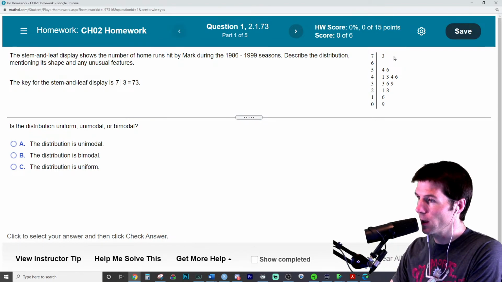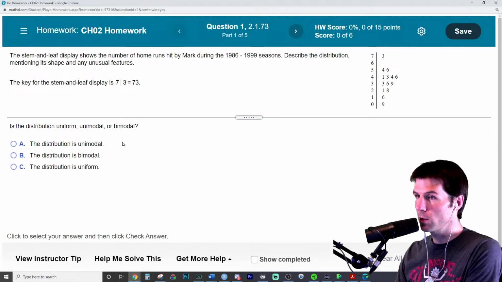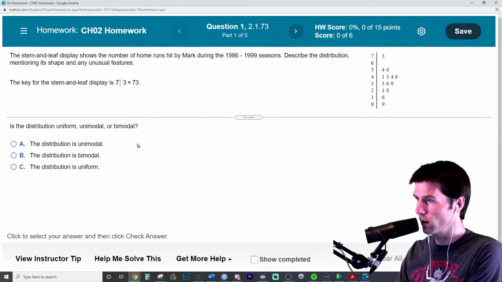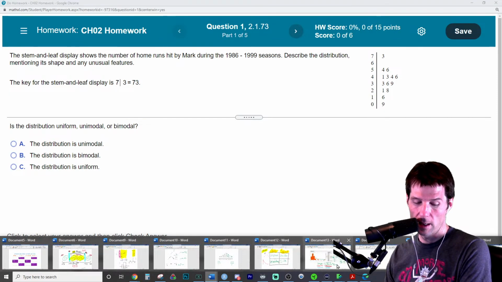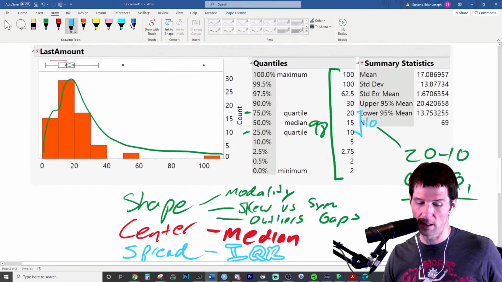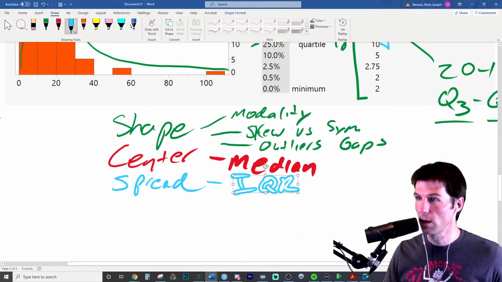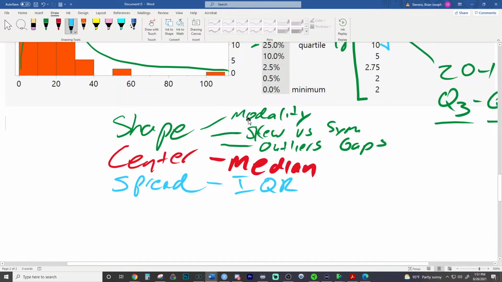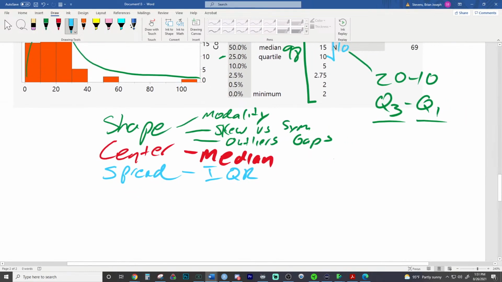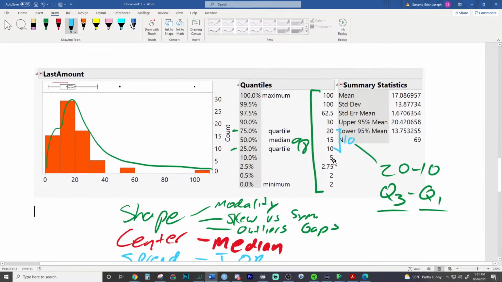Now we have some terminology right here that we need to know. This terminology is related to the shape of a distribution. The shape of a distribution, we talked about this today with the visualization, has a few key concepts. I'll zoom in on it. You're going to have to read my bad handwriting here. The shape of a distribution has in it the modality, the skew, which is either skew or symmetric, or outliers and gaps. And these are all things of shape.